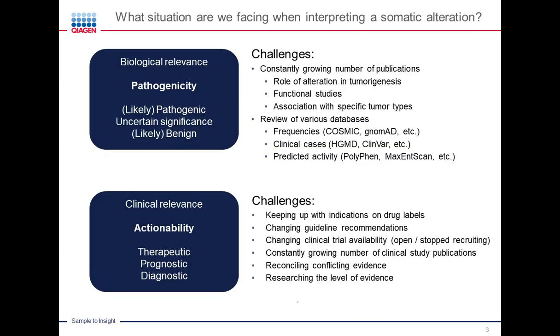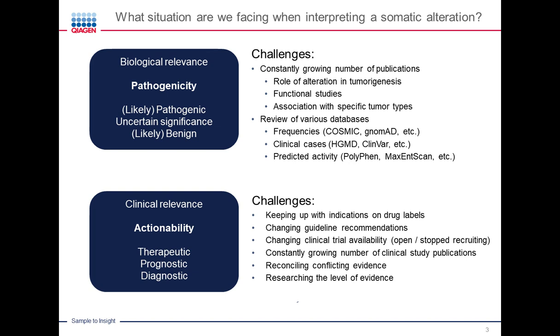So some of the challenges that are faced in doing this interpretation of the alterations that are detected in tumors and putting them into context and deciding which ones to report out are twofold. One is determining the biological relevance, so whether they drive tumor progression or not. So that in the standard terminology is the notion of pathogenicity. It's trying to ascertain which ones are activating mutations in oncogenes, for example, or loss of function mutations in tumor suppressors that may be tested on the somatic cancer panel.